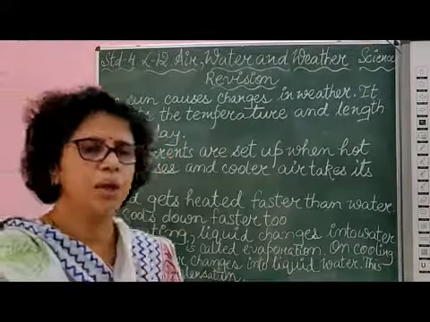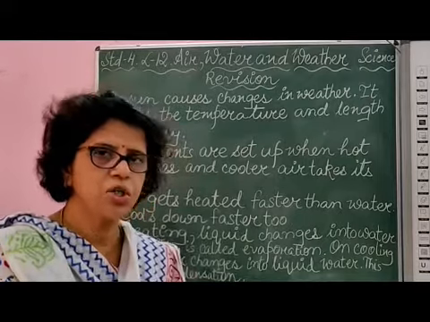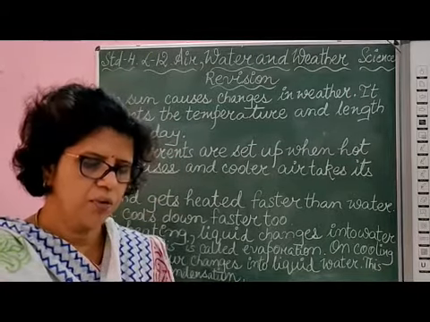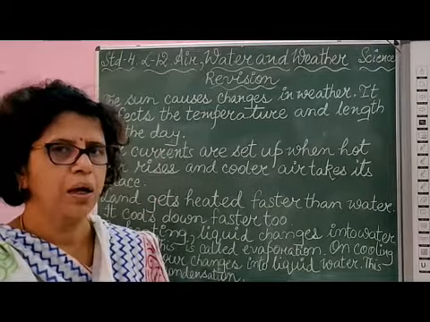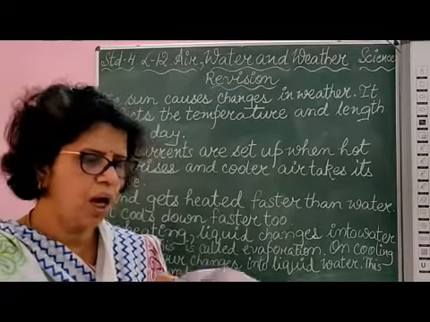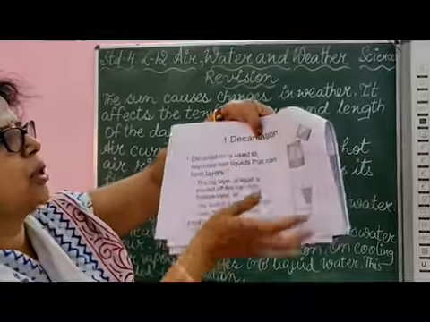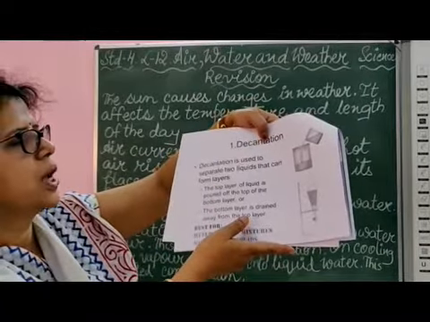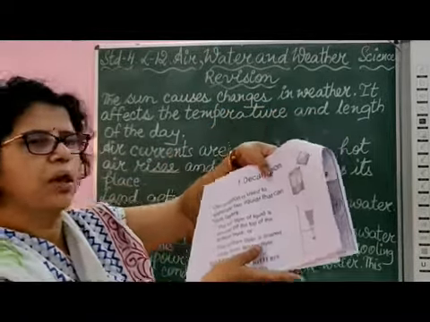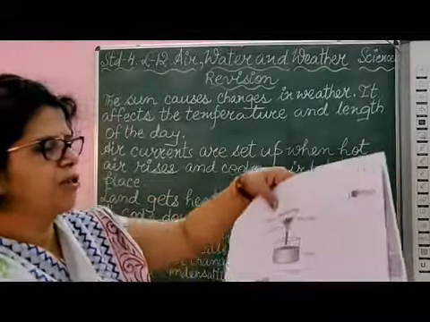And then we have discussed filtration, children. Filtration is done with the help of filter paper. Sometimes impurities still remain. This is your decantation, children. This is how you pour the water. Decantation is used to separate two liquids that form layers. And then you have filtration.